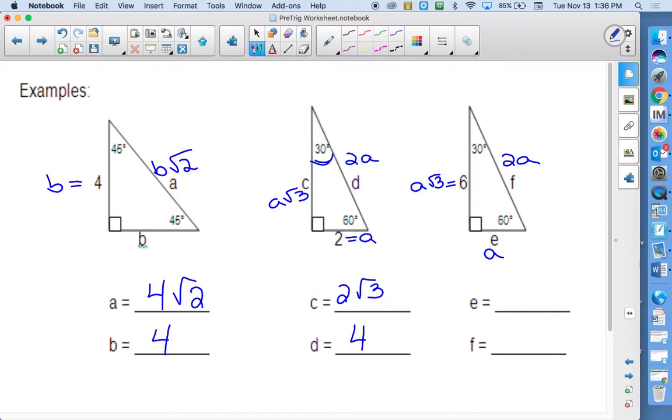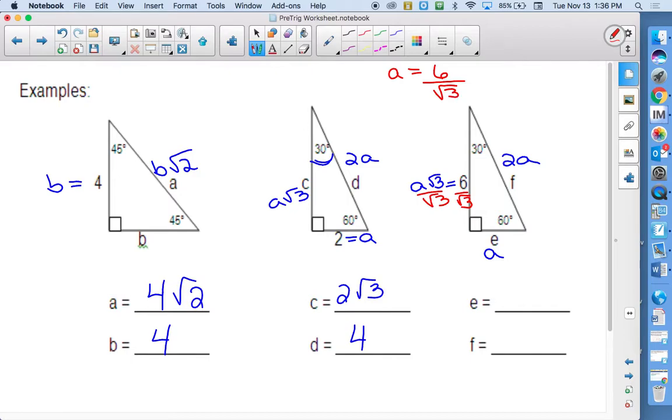So we know one side is 6. How do we get the other two sides? Nick? You have to divide by the square root of 3. You do have to divide by the square root of 3. This is like a little equation. If we want to find a, we need to get a by itself, so we need to divide by the square root of 3. So we now have a equals 6 divided by the square root of 3.